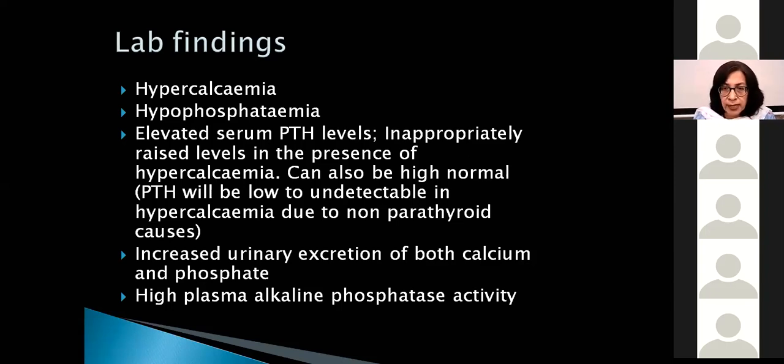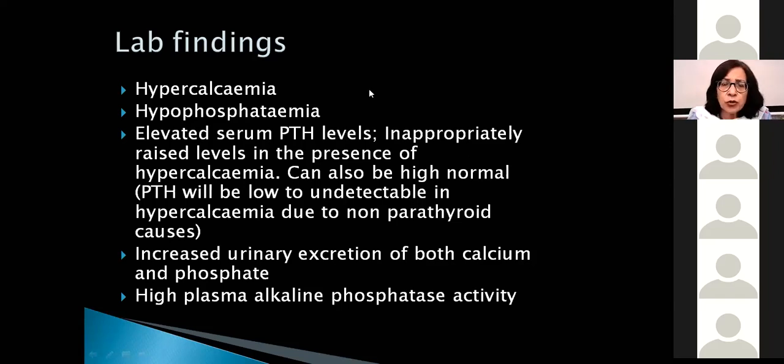You understand this? With hypercalcemia, normal people will suppress the PTH. PTH will be very, very low. But if the PTH is not low, if it is normal, high normal, or high, then it is due to elevated PTH. There is hyperparathyroidism. Okay? Have you all understood this?